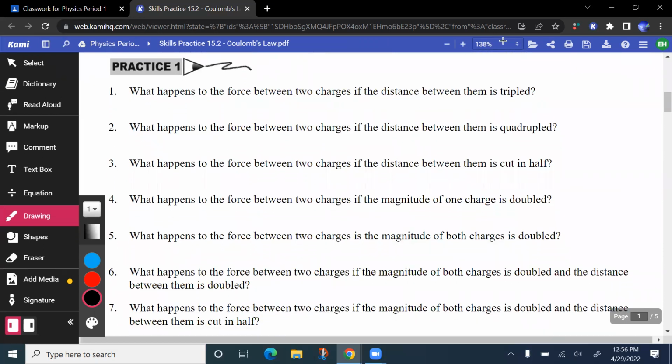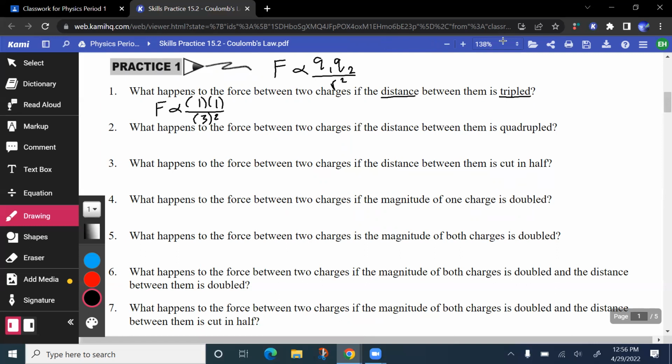What happens, and I'm going to write the proportion up above. So F is proportional to Q1 times Q2 divided by R squared. So number 1, what happens to the force between two charges if the distance between them is tripled? Well, notice the only thing that changes is the distance. The charges do not. So F would be proportional to charge 1 times charge 2. Both charges stay the same. So I'm going to put a number 1 for both charges. But the distance is tripled. So I'm going to replace R with the number 3, which is symbolic for tripling.